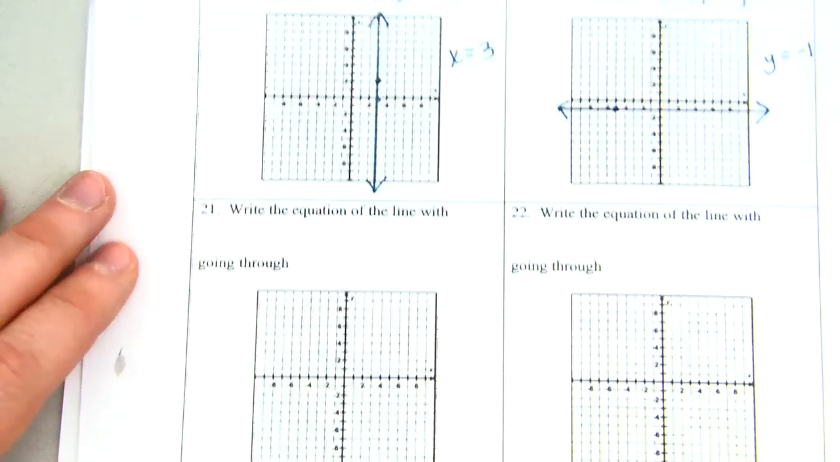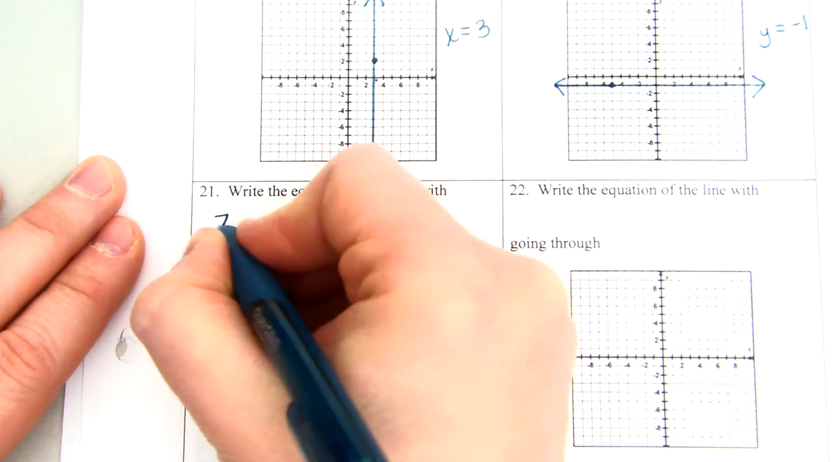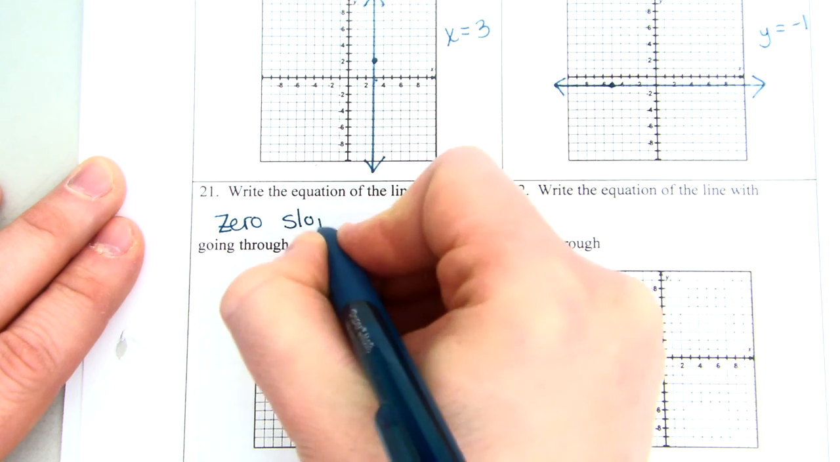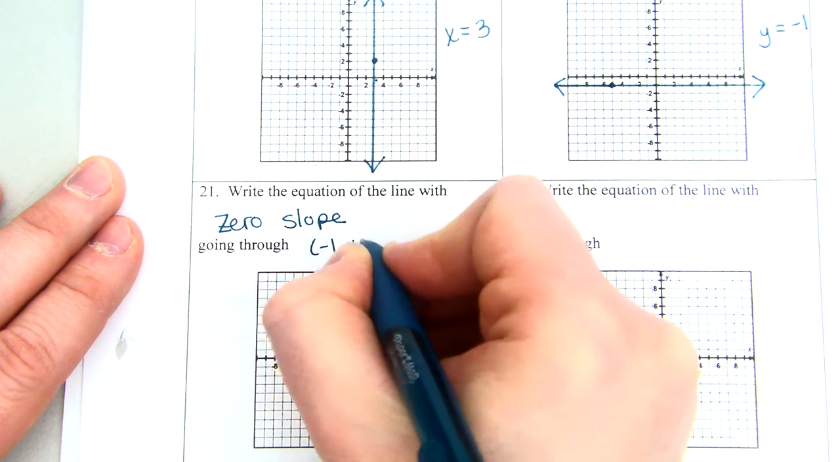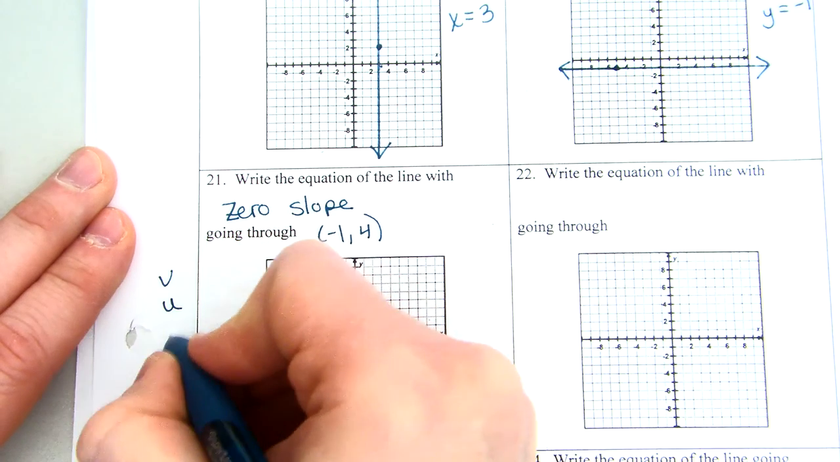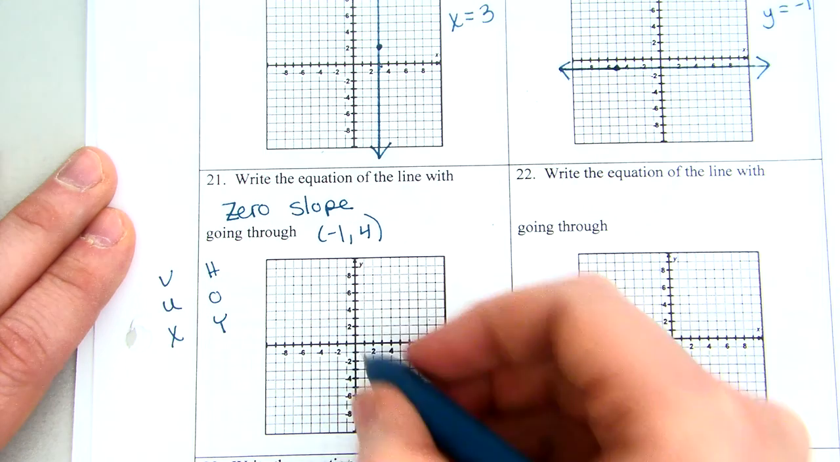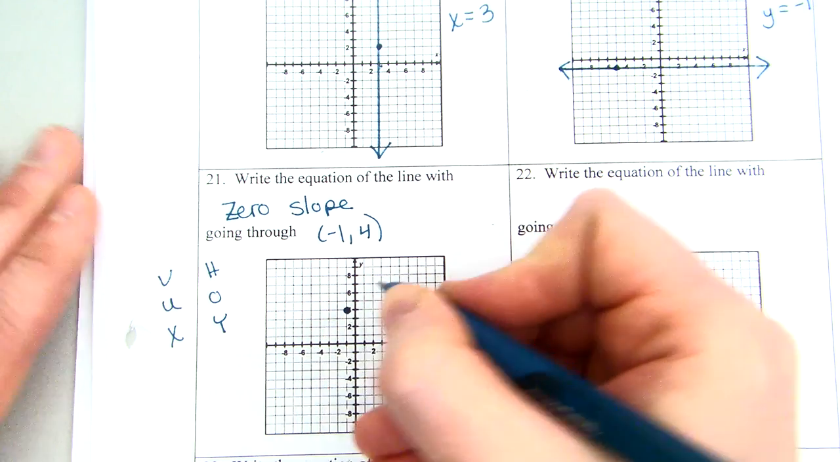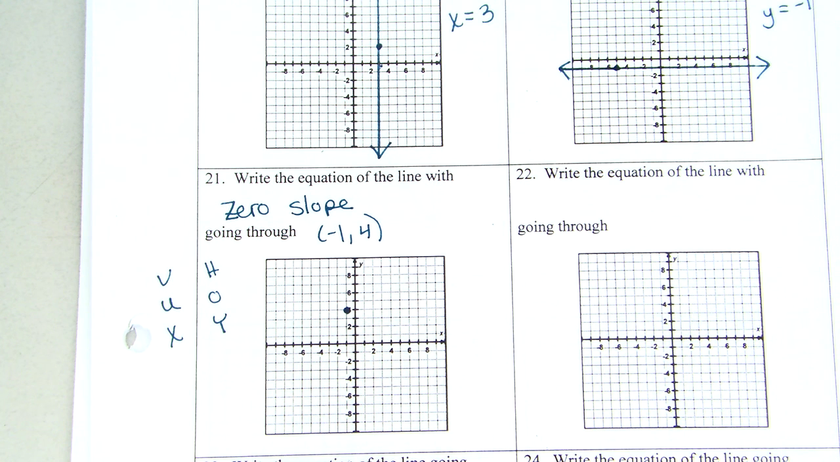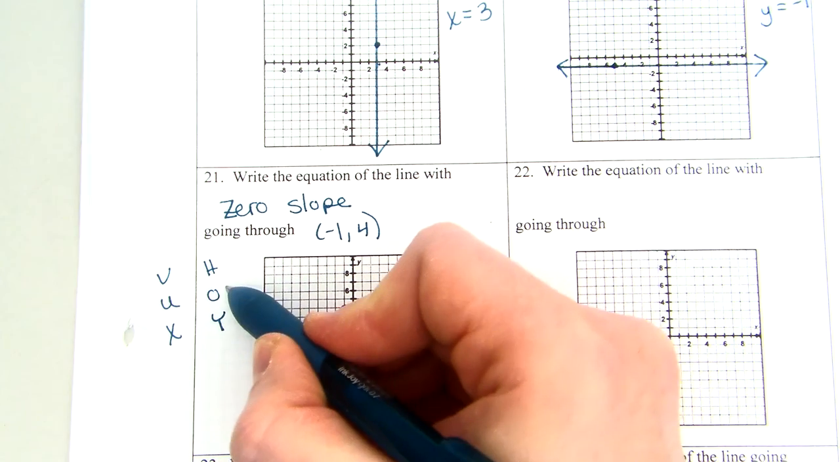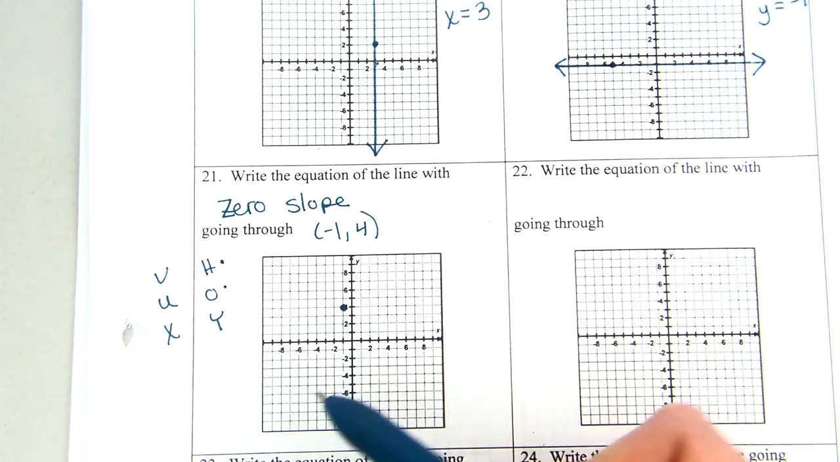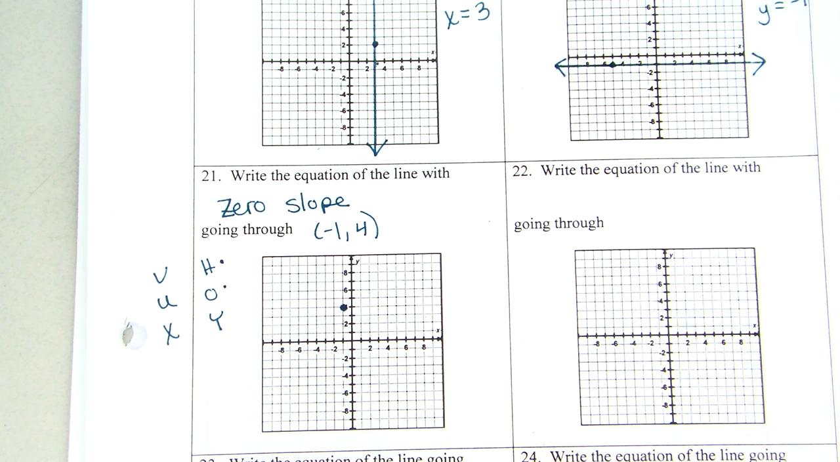Next thing. Number 21. I want the equation of the line with a 0 slope going through -1, 4. And we're going to do this together. -1, 4 is about there. What does a 0 slope mean? Horizontal? Vertical, Caitlin? Horizontal? Yeah, 0. Horizontal. What would I have to say if I wanted it to be vertical? What sort of slope?